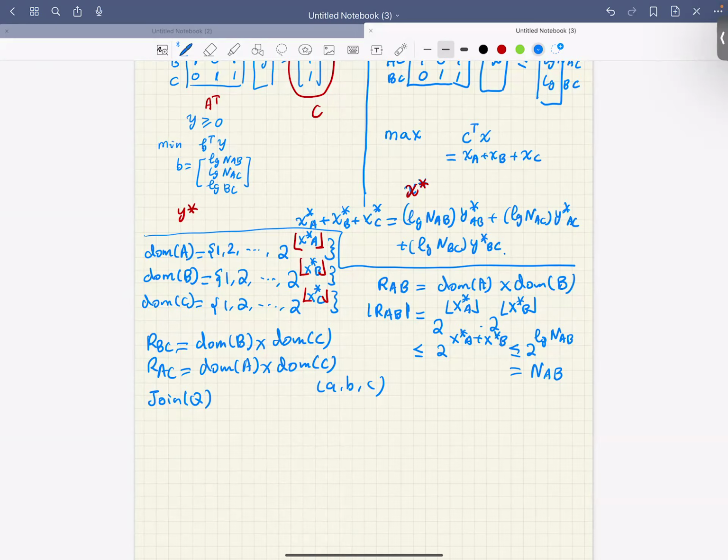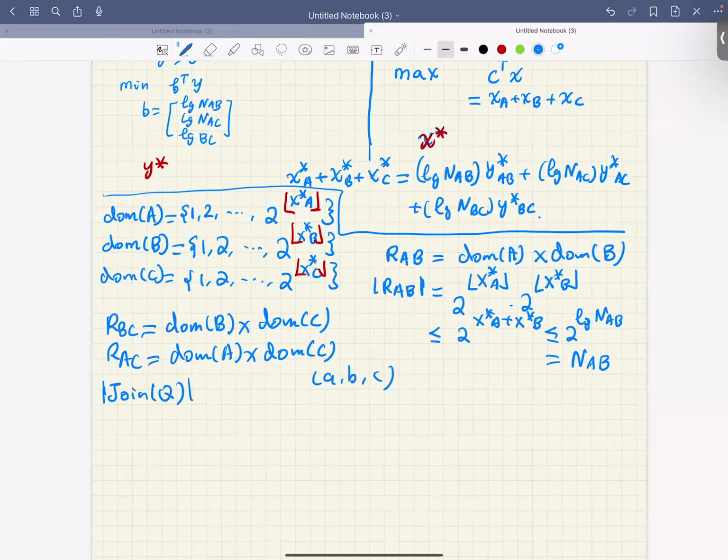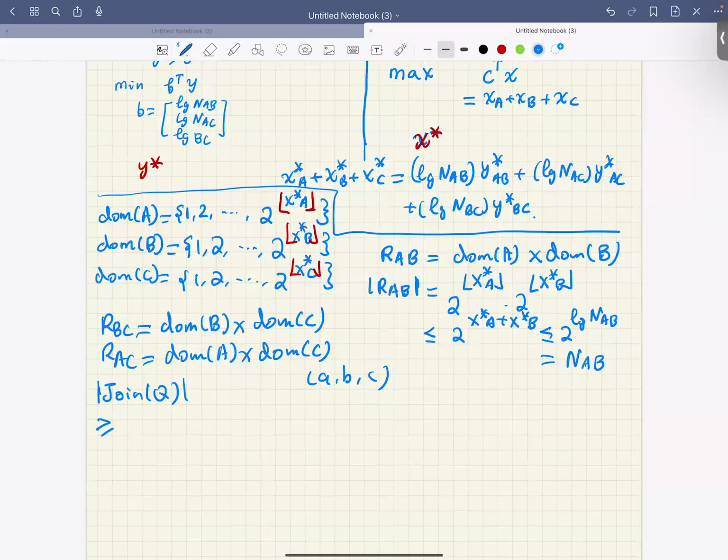For this purpose, it suffices to check the projections. Is AB in the relation RAB I constructed? Well, the answer is obviously yes, because that's exactly how I constructed this relation. How about this tuple AC, is it in the RAC? And this BC, is it in the RBC? The answer is clearly yes. And therefore, I can claim that the size of the join is at least how much? This will be the product of the domain sizes of the three attributes I constructed. So it will be floor of X star A, times floor of X star B, times floor of X star C.